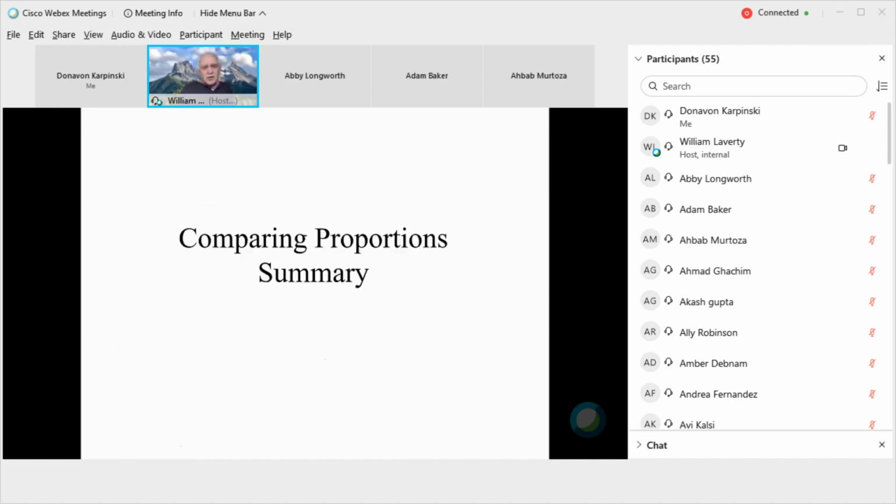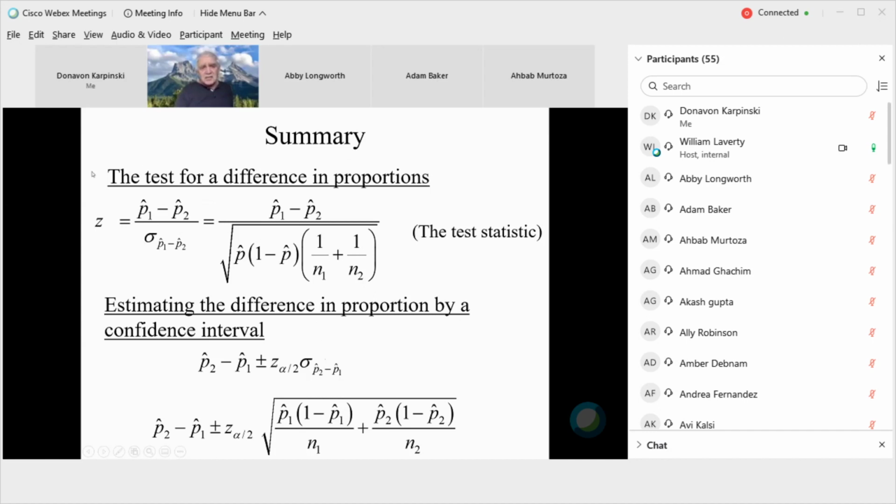So here's just a summary. There's the test statistic for testing whether two proportions are different using the two sample proportions and the overall proportion of success in the combined samples, P hat. There's the formula for estimating the confidence interval for P2 minus P1: P2 hat minus P1 hat, plus or minus Z sub alpha over 2 sigma of P2 hat minus P1 hat. And that's what's underneath the square root symbol.